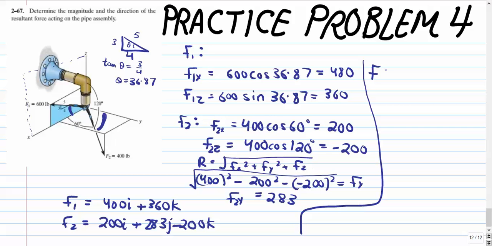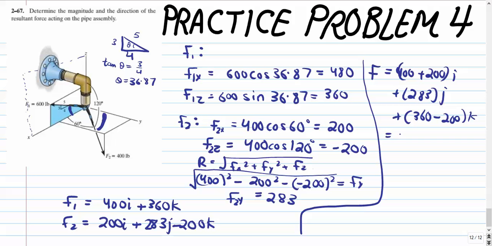So the resultant force F is going to be 480 plus 200 i, plus 283 j, plus 360 minus 200 k. So this is going to be equal to 680i plus 283j plus 160k.